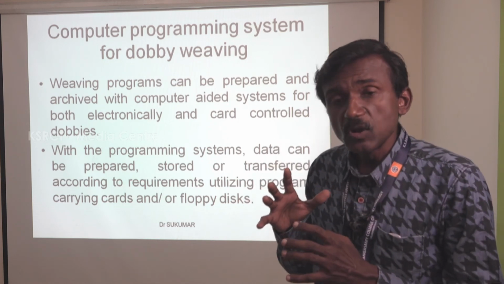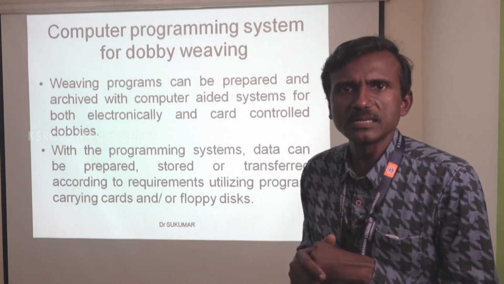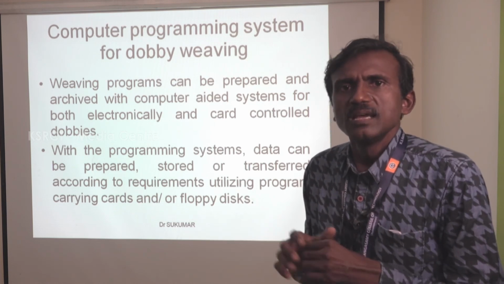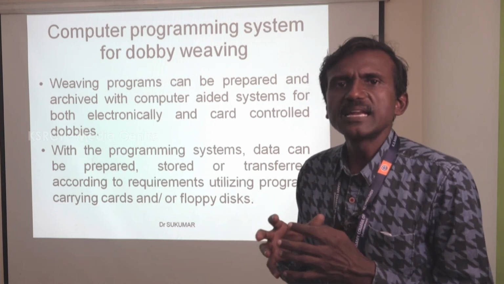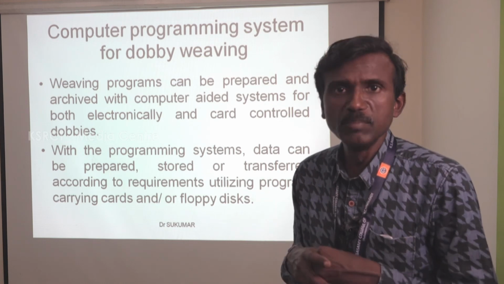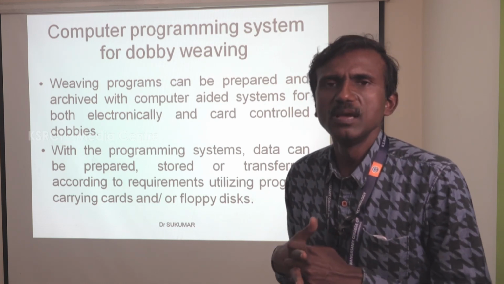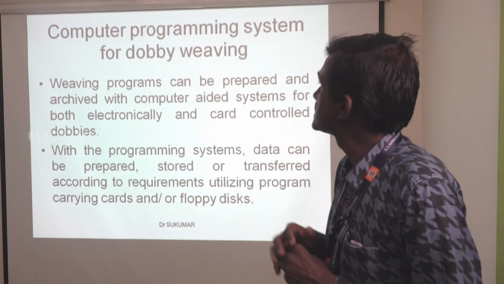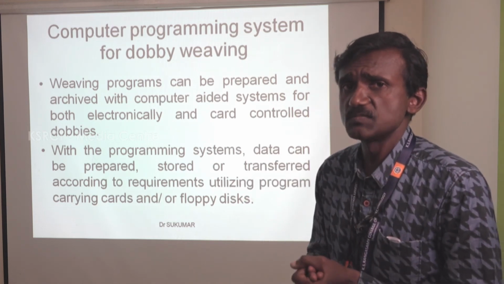So if you fit a normal mechanical Dobby on those modern looms at higher speed, there is a possibility that the Dobby can burst because of its high speed motions. So in such cases, we go for electronic mechanisms.